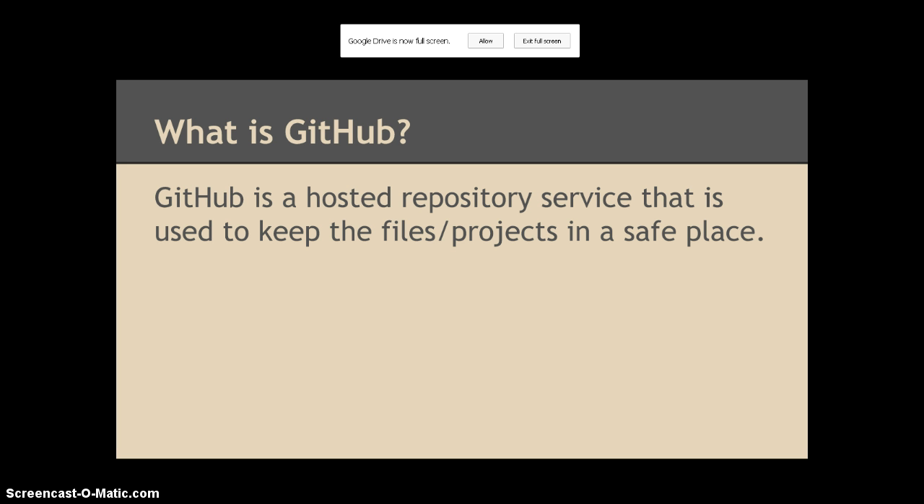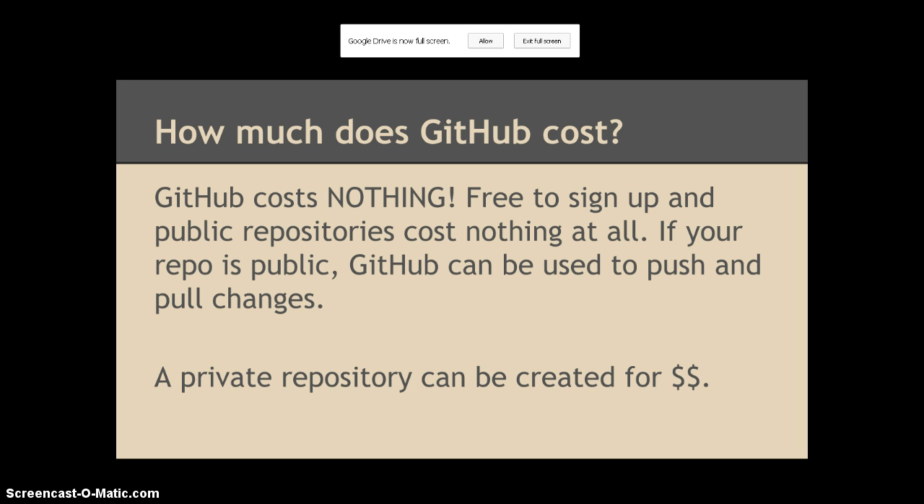GitHub is cool. GitHub is a hosted repository service that is used to keep your files in a safe place. GitHub is social coding. Does it cost anything to sign up for GitHub? Absolutely not. It's free to sign up and create a repository. It costs nothing at all. If your repository is public, it's free. Your repo is used to push changes, pull changes, to collaborate. People can clone your project and work on it on their computer and push it back up, and you can choose to accept or reject their changes. A private repository can be created, but it does cost money.